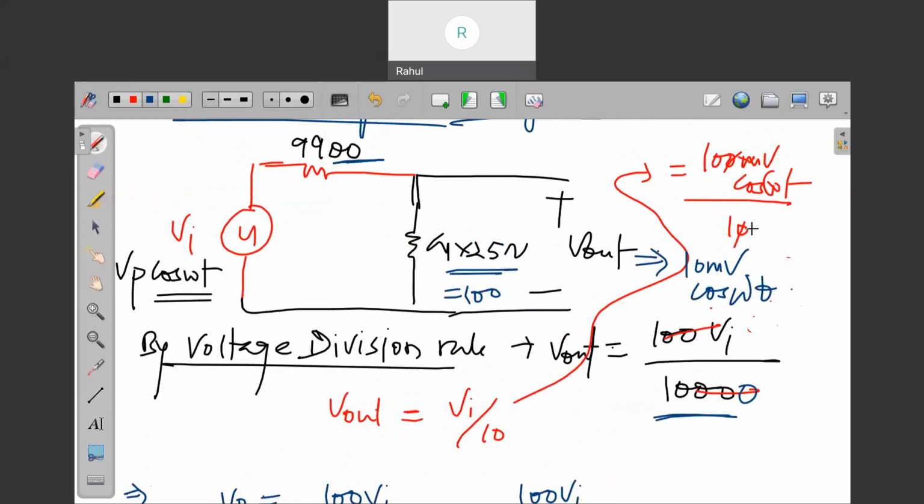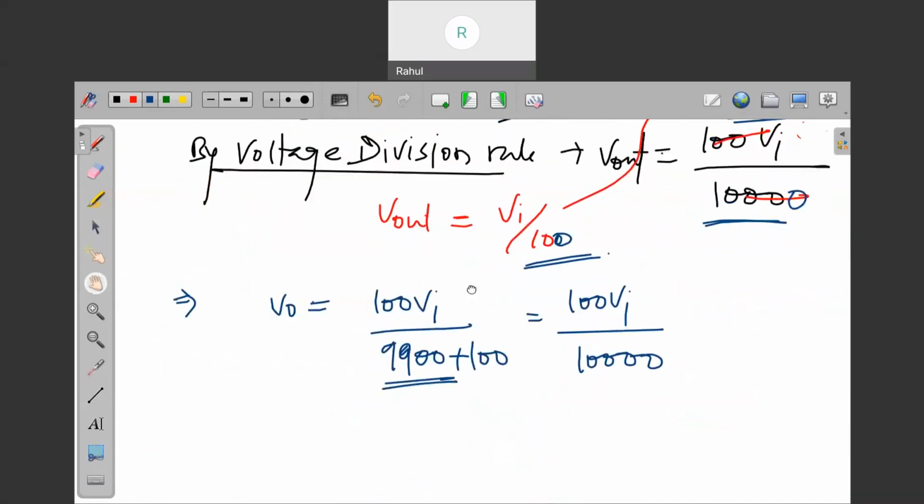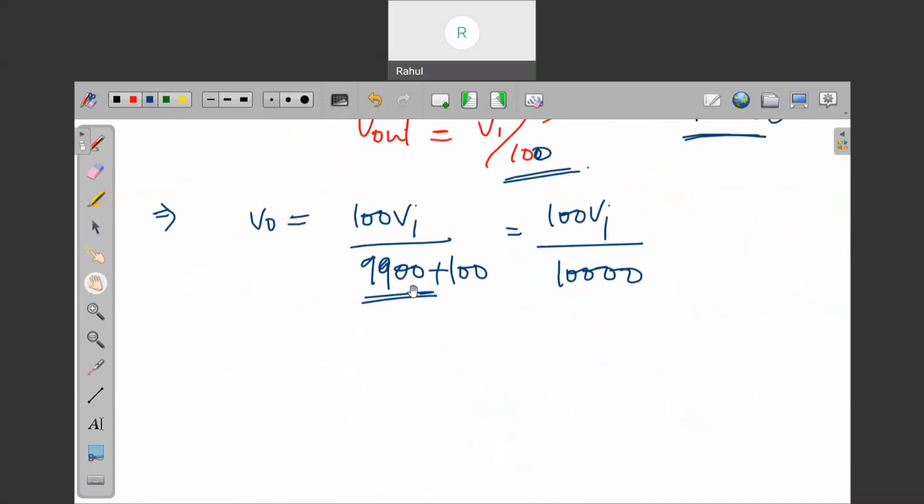Remember, there will be 100 again. This is 100. So the answer for this question will be what? 1 millivolt. Please remove this 0. So the answer for this question will be 1 millivolt, right? So please correct that, because 9900 plus 100 means 10,000.